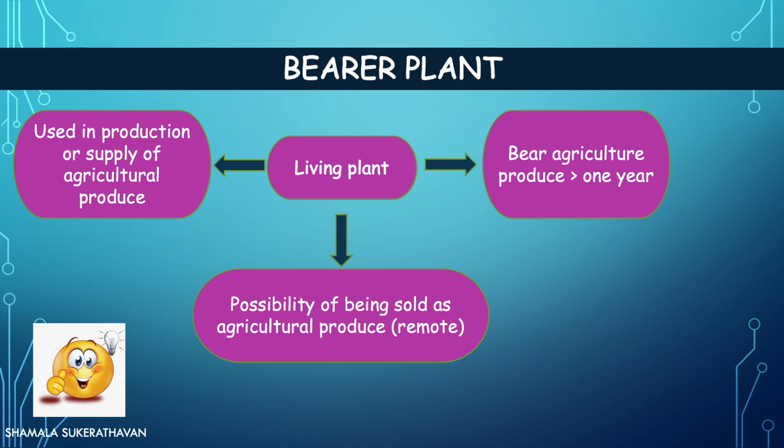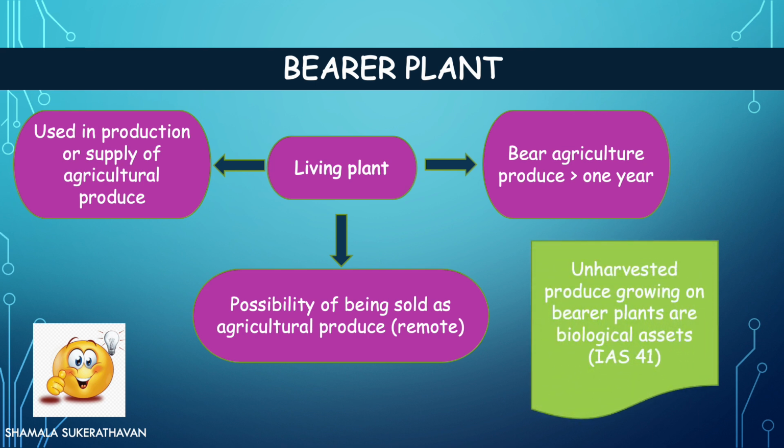Examples of bearer plants include grapevines and tea bushes. However, please note, the unharvested produce growing on a bearer plant, example grapes on a grapevine, is a biological asset and as such accounted for in accordance with IAS 41.